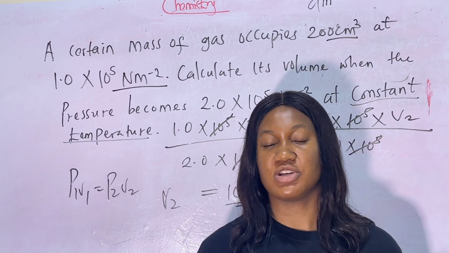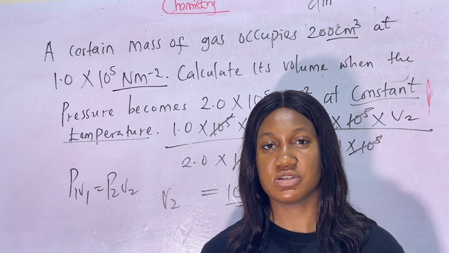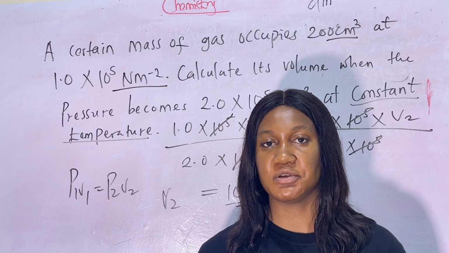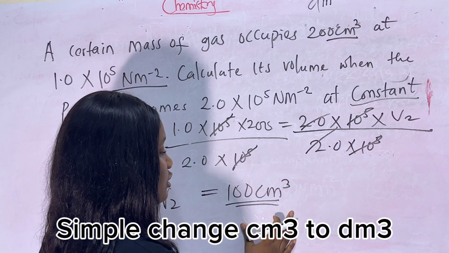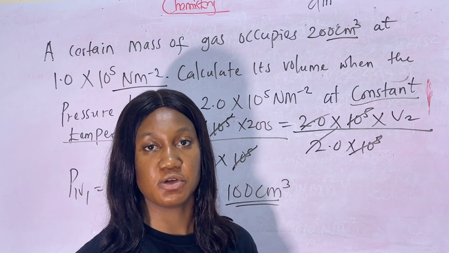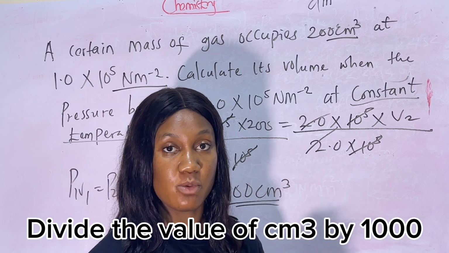If you're given this question in JAMB and then you check your options, and your options are all in dm cube, then you don't have to panic. You simply change cm cube to dm cube. How do you change cm cube to dm cube? By simply dividing by 1000.